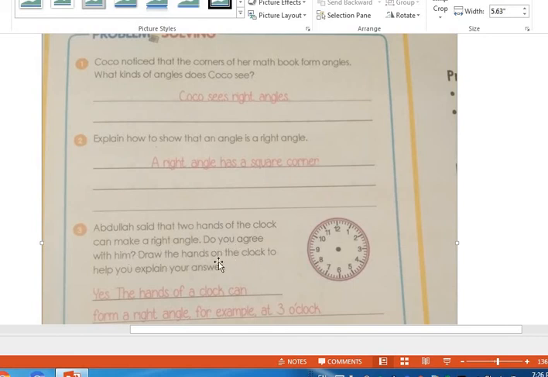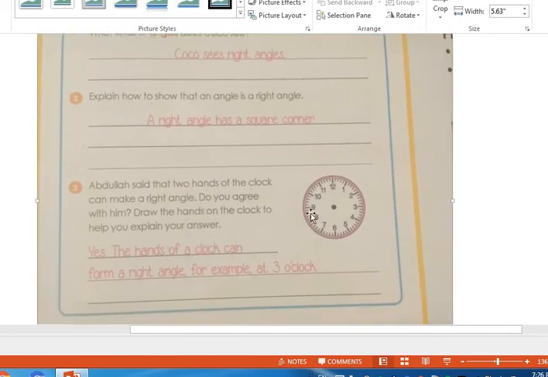Abdullah said that two hands of a clock can make a right angle. Do you agree or not? Draw the hands of the clock to help you explain your answer. I have here an analog clock, and I want to draw the hands of the clock. Yes, the hands of a clock can form a right angle. How? For example, at 3 o'clock. Only 3 o'clock? No, 3:30.